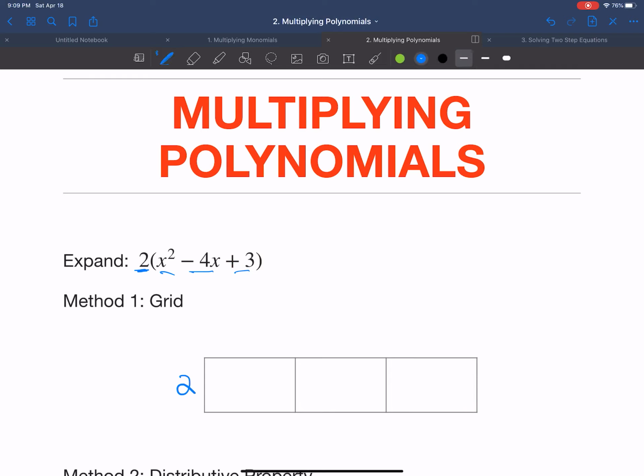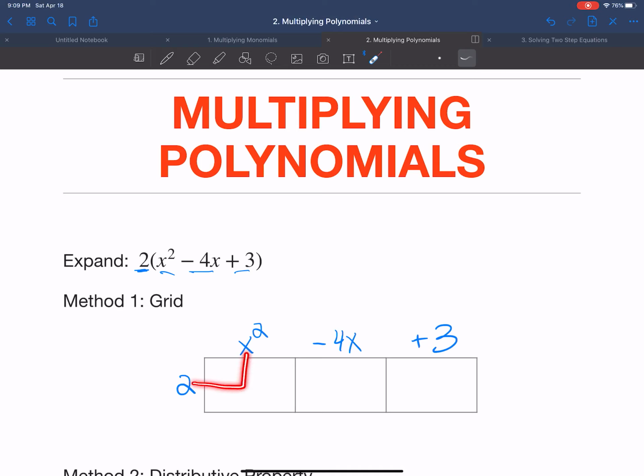So I'm going to write them on top of the box: x squared. And I'm going to take the sign with it, so the next one will be negative 4x, and the next one will be positive 3 over there. And what we're going to do is multiply.